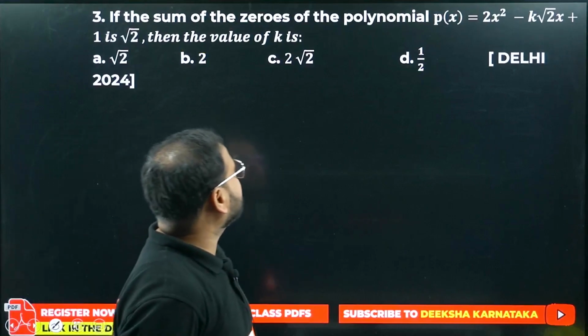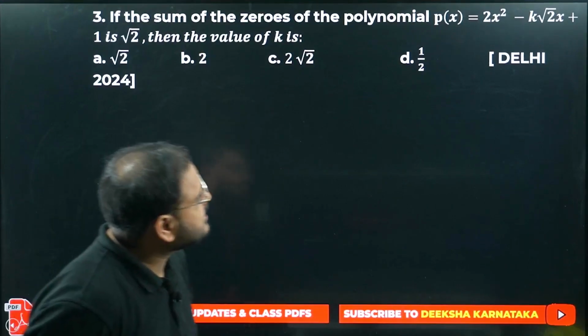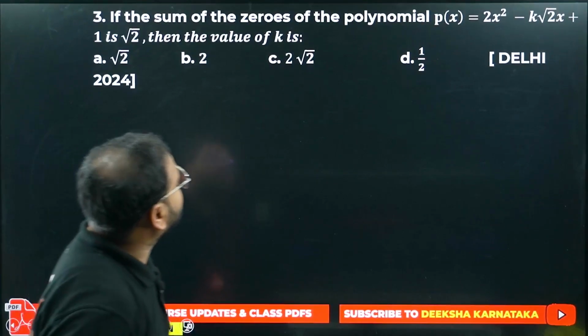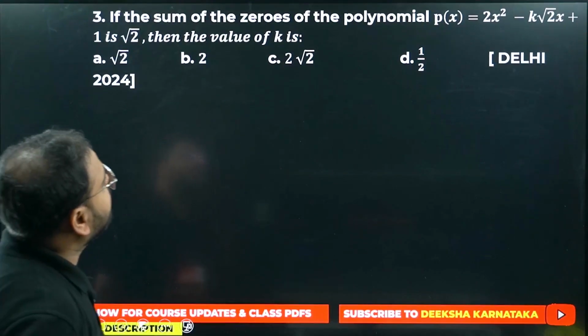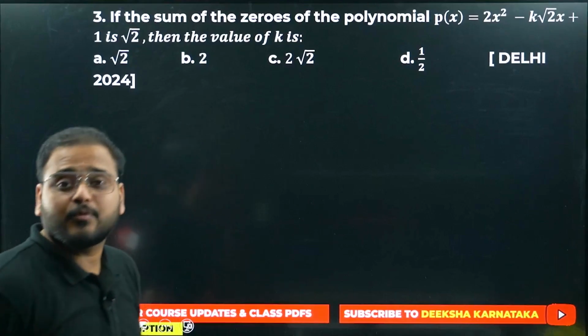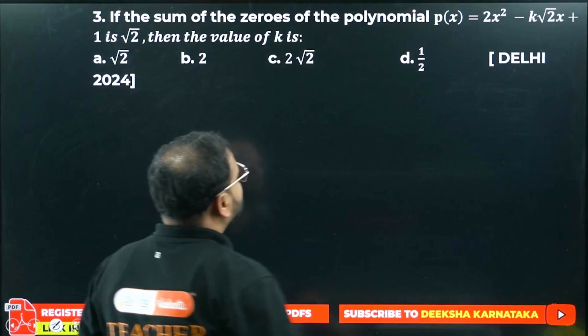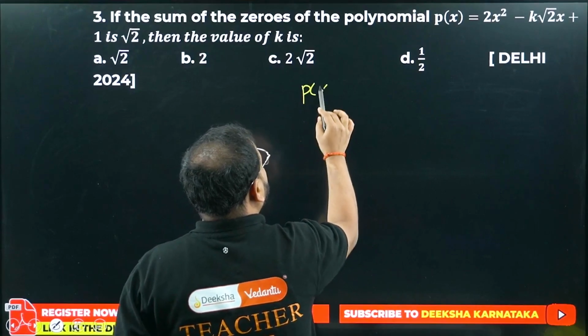If the sum of the zeros, again an MCQ asked for Delhi 2024 paper, okay, if the sum of the zeros of the polynomial Px equals to 2x square minus k times of root 2x plus 1 is root 2. So let's write the polynomial first. So Px is what?